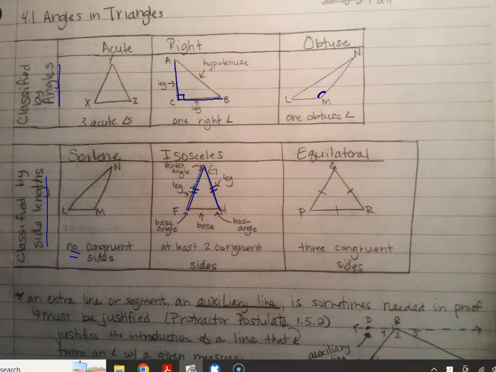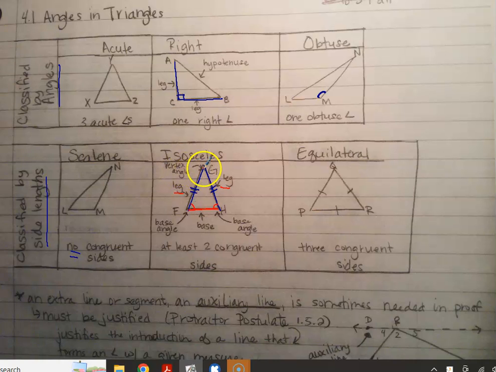It also has some names to it that you need to know if you don't already know. The 2 congruent sides are called legs, just like we had legs on a right triangle. The one side that's not congruent is called the base. It doesn't have to be on the bottom. It can be oriented any way. It's just the one side that is not congruent. And then from the base, we have a base angle on both sides. So these are base angles, and they're congruent.